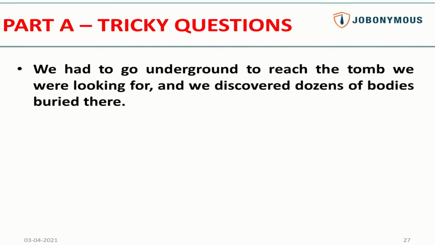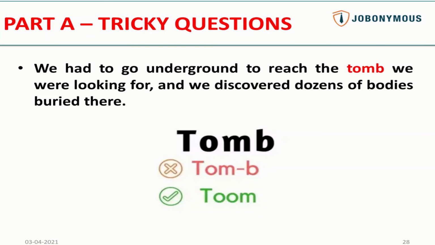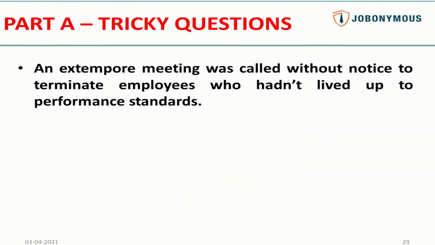We had to go underground to reach the tomb we were looking for, and we discovered dozens of bodies buried there. So here the word that most people spell wrong is tomb. It is not tomb, it is tomb. So we had to go underground to reach the tomb we were looking for, and we discovered dozens of bodies buried there. So friends, moving on to the next one, please read.